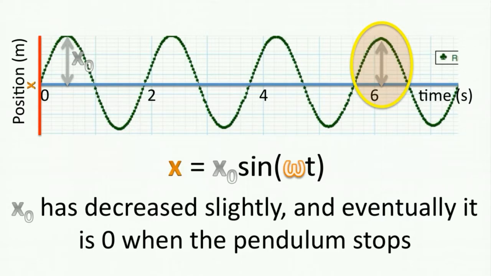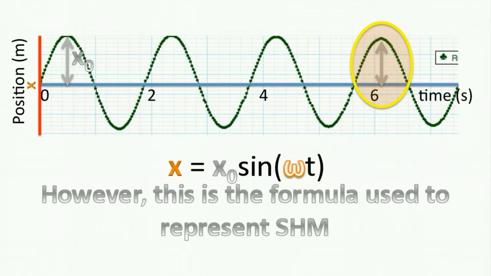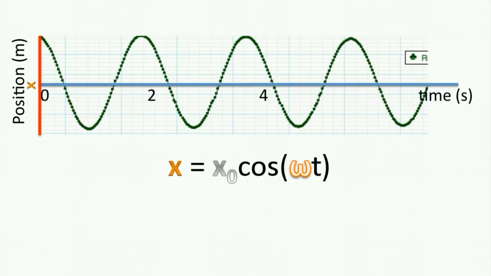Notice, however, that as we move on in time, X0 decreases slightly. Eventually it'll be 0 when the pendulum comes to a complete stop. So this formula is only an approximation for the motion of a pendulum as the amplitude decreases due to energy loss. However, this is the formula used to represent simple harmonic motion. Sometimes you may also see a cosine instead of a sine. You will see the cosine if at time 0 the graph starts at a maximum position, as you see here with the graph.